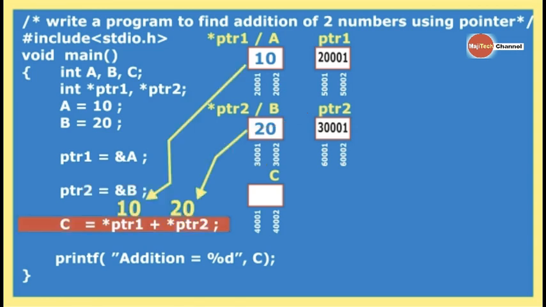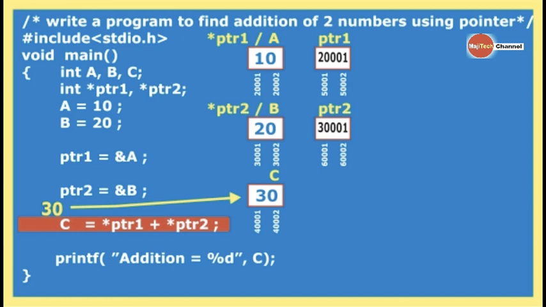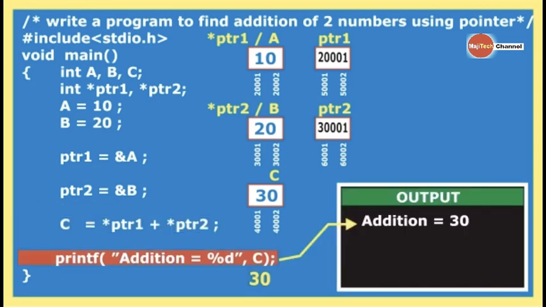Now, c is equal to *ptr1 plus *ptr2, that is 10 plus 20. 30 will be copied to variable c. The printf statement will generate the output as addition is equal to c, that is 30. The final output of the program will be addition is equal to 30. This is the final output.